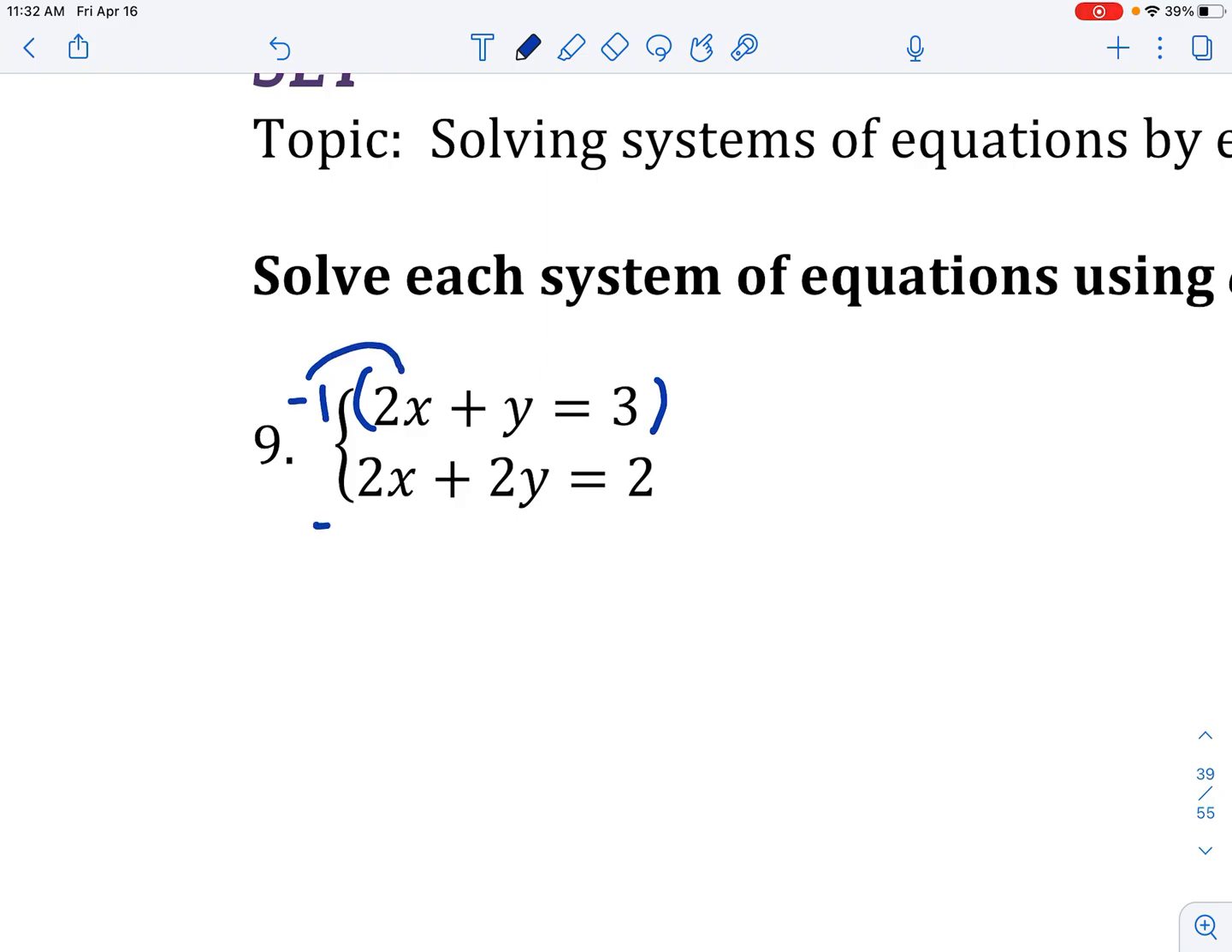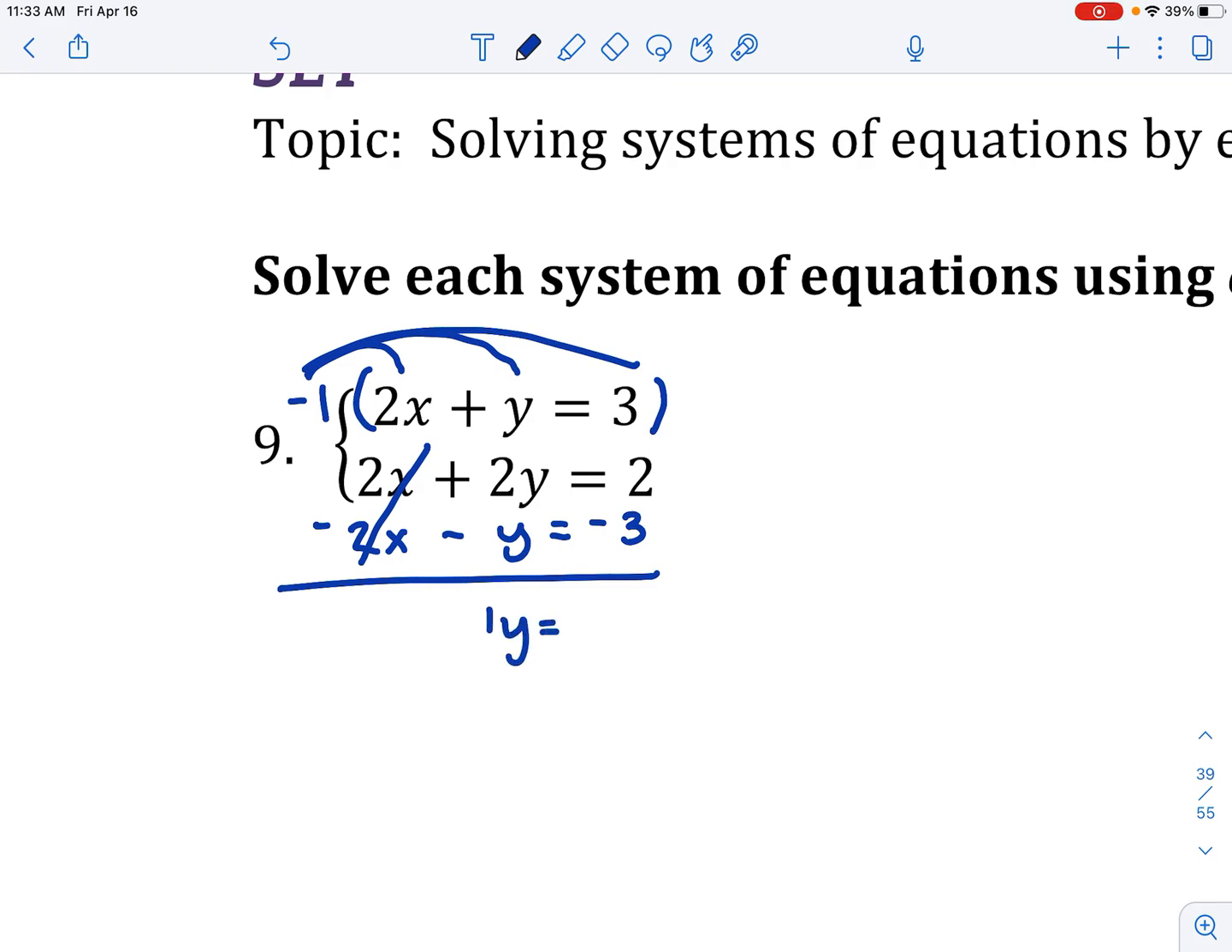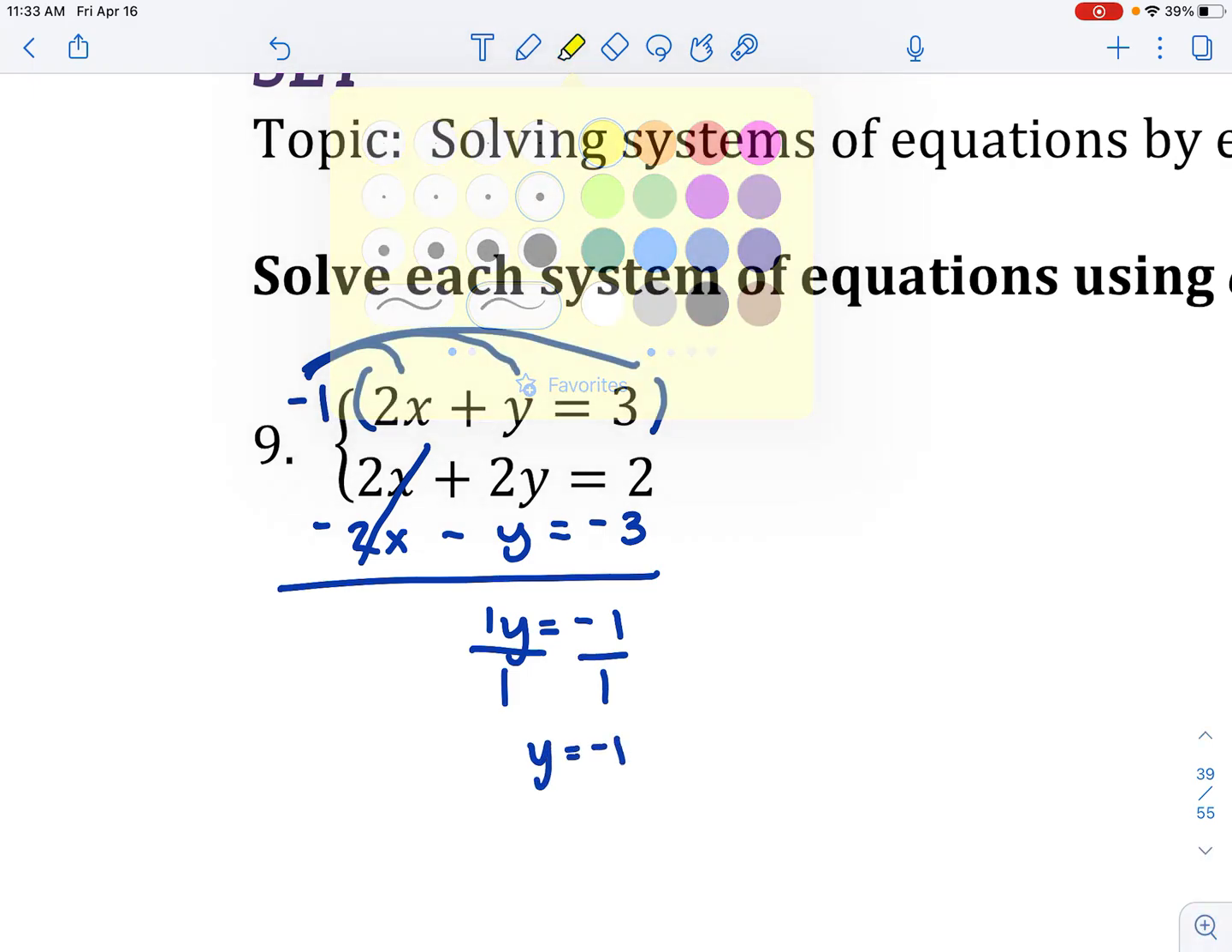-1 times 2x is -2x. -1 times y is minus y. -1 times 3 is -3. So now we're going to cross off the -2x. Now we just add up the columns. 2y minus y gives you 1y equals 2 minus 3 is -1. Great. Divide by 1, divide by 1. Y equals -1. We're halfway there.